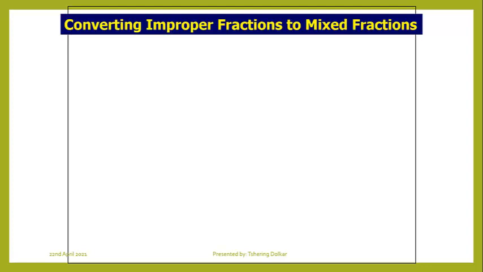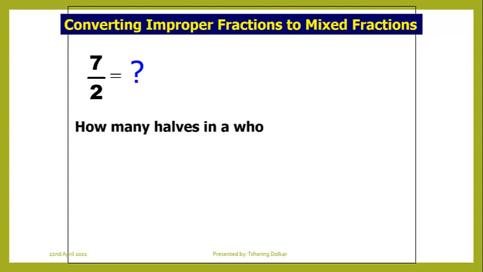Now let's look at converting improper fractions to mixed fractions. So we have the concept, so it's always clear. Improper fraction means bigger number on the top. The numerator is greater than the denominator. So how many halves do we need to make 1 whole? 1 half and 2 halves gives us 1 whole, right?